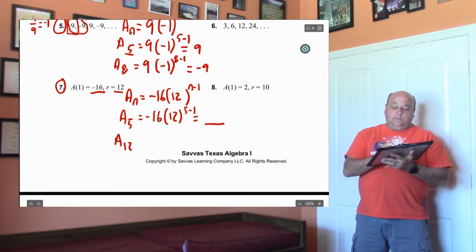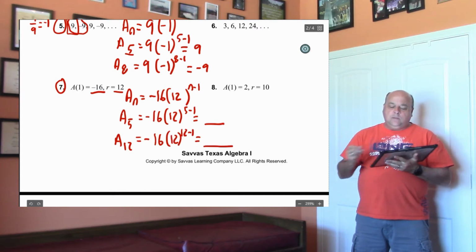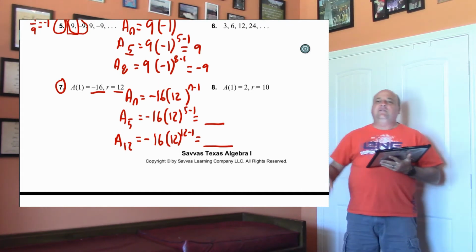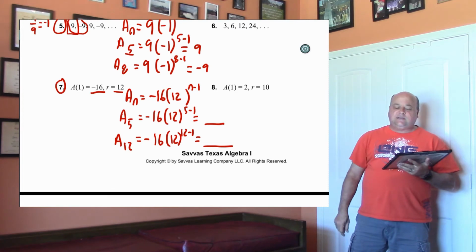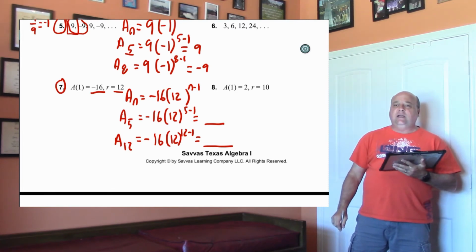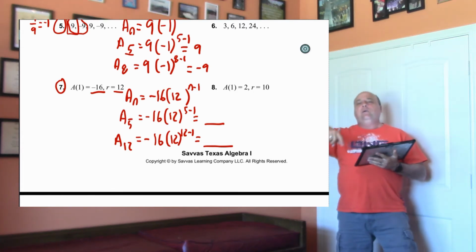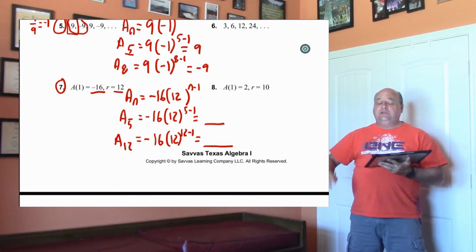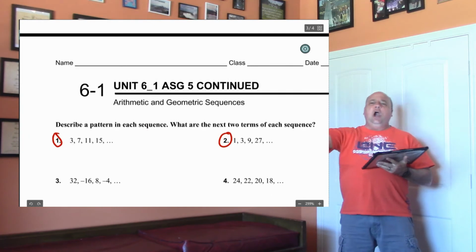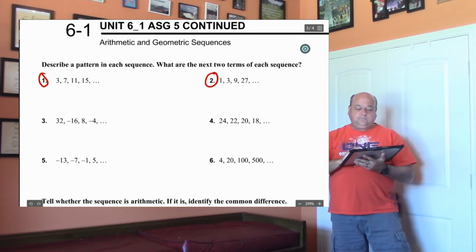The 12th term, this is going to be a huge number. Negative 16, 12 times 12 minus 1, right? So just type those into the calculator and write down the answer. Just left to right, exact same, and you'll get the answers to these, okay? Piece of cake. And remember, we are writing what's called explicit formulas. These are explicit formulas. Turn the page!